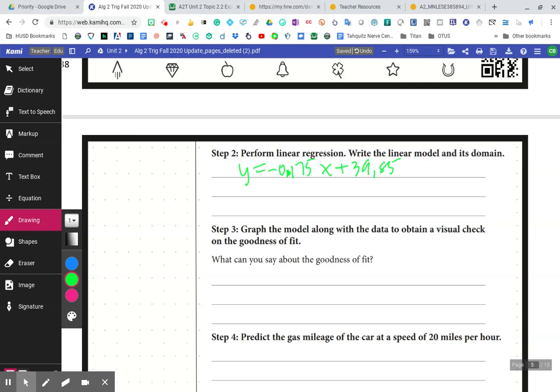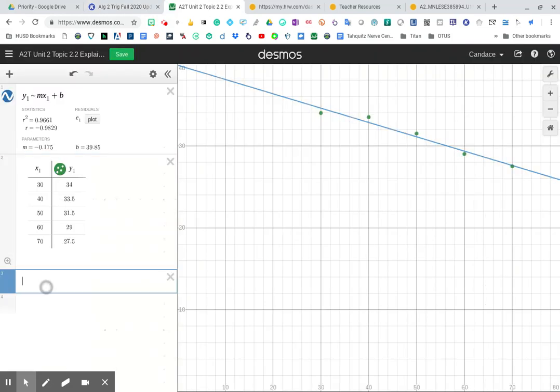Okay, now we're supposed to get a visual check. So I'm going to actually write that. I'm going to try to check that out. Y equals negative 0.175x and then plus 39.85. Looks like we've got it. And you'll notice our correlation coefficient's pretty good, right? We're really, really close to 1. So that's a good thing. That means a really good model of our data there.